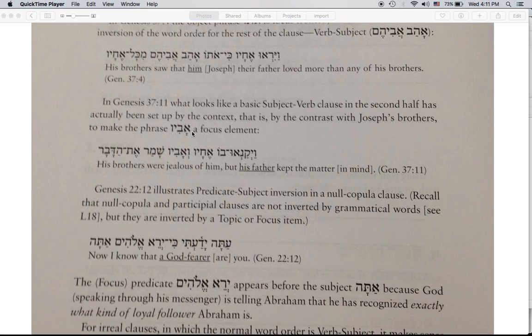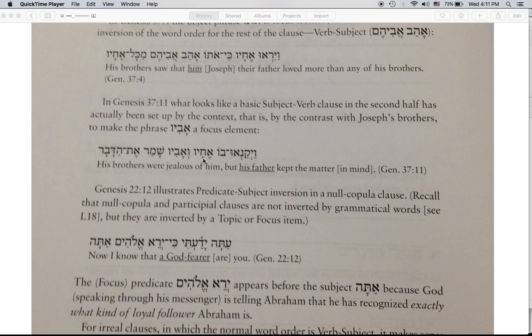The next two examples are a little more complicated. Let's look at Genesis 37 verse 11. What looks like a basic subject verb clause in the second half has actually been set up by the context, that is, by contrast with Joseph's brothers, to make the phrase aviv a focus element.